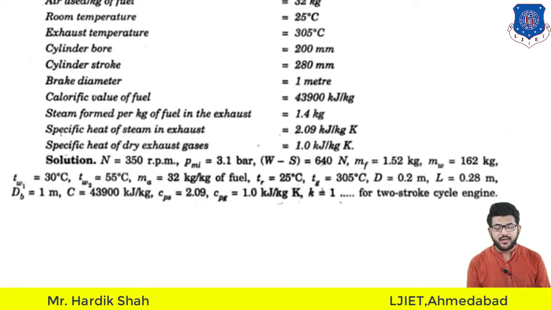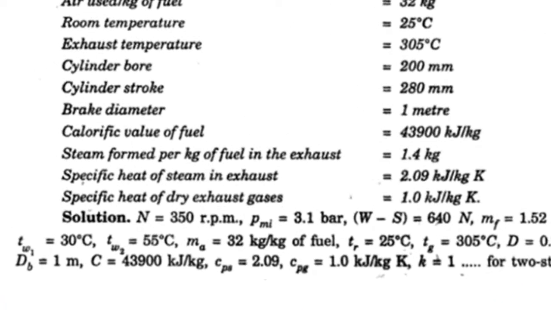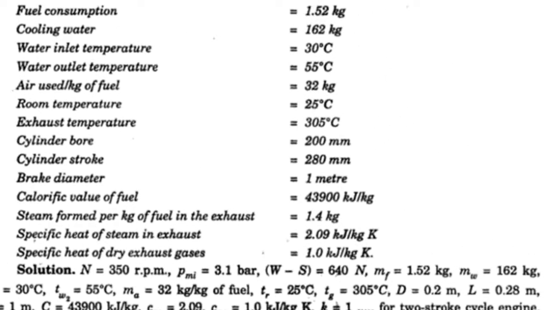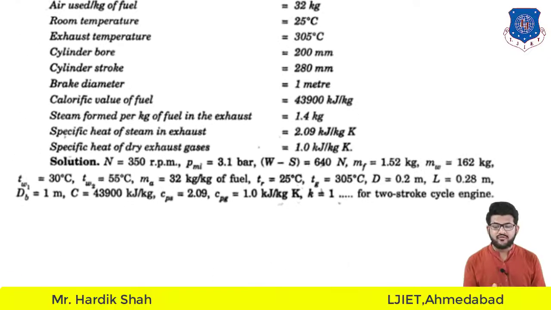Here we are given some data, so we will write it in technical terms, like RPM is written as capital N. Here we have written all the data, you just need to see it one by one. I am not repeating all the data. What is next? Next we will first find the indicated power. We are told here to find indicated power, brake power and the heat balance sheet.